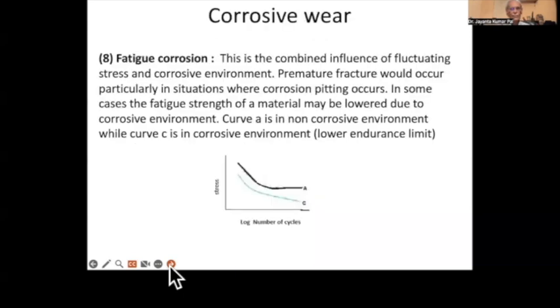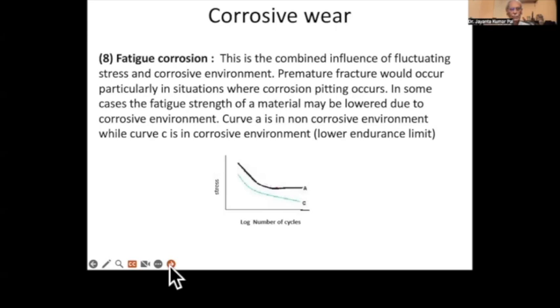Then we have fatigue corrosion. Now, this is again a combination of the influence of fluctuating stress and corrosive environment. So when we have corrosion and a fluctuating stress, then premature fracture would occur, particularly in situations where corrosion pitting and other things occur. In some cases, the fatigue strength of the material may be lowered by this type of corrosion.